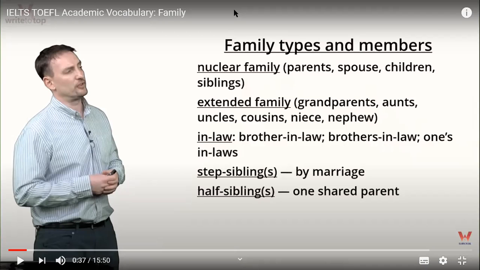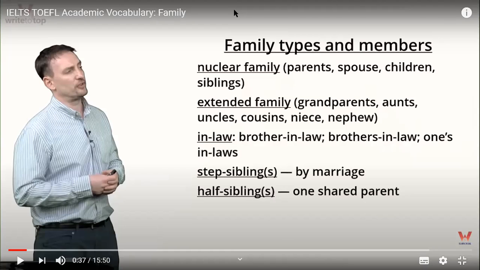The next one is in-law: brother-in-law, brothers-in-law. In-law means that if you marry someone, that person's relatives are your in-law relatives. For example, I have a father-in-law and mother-in-law, brother-in-law, and sister-in-law. Such relations are added to you after marriage. Is it clear?